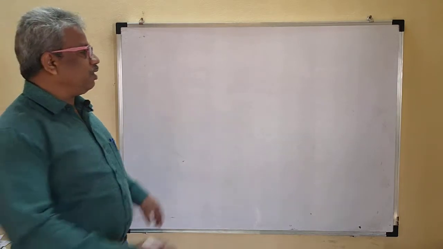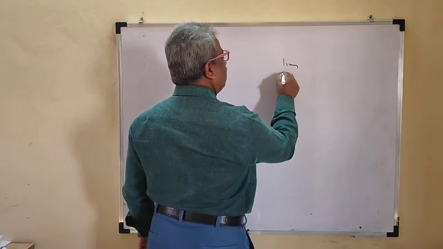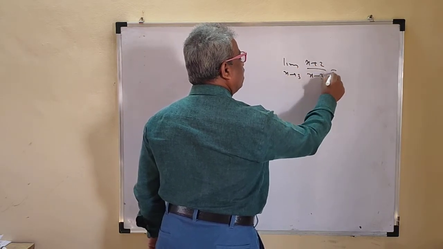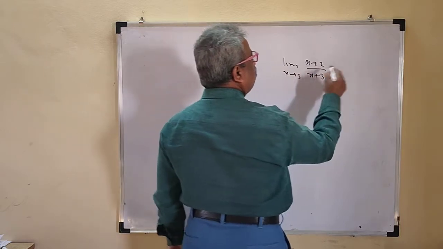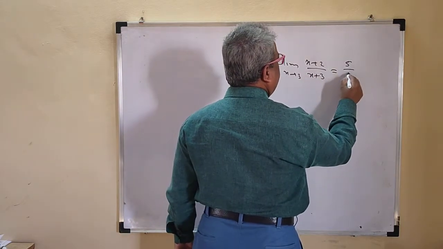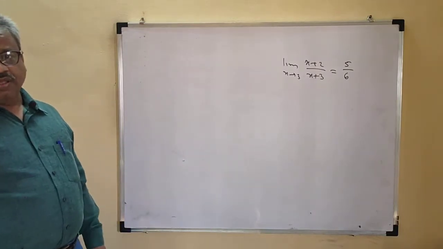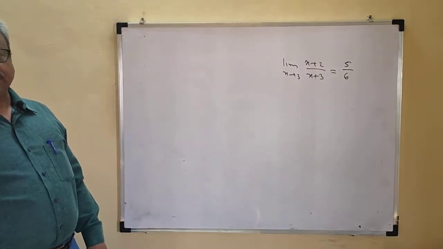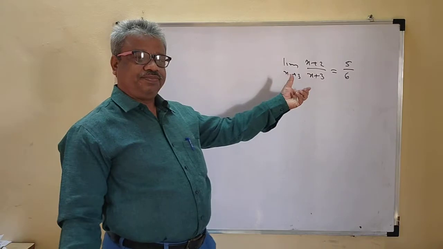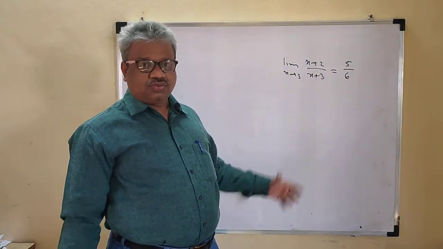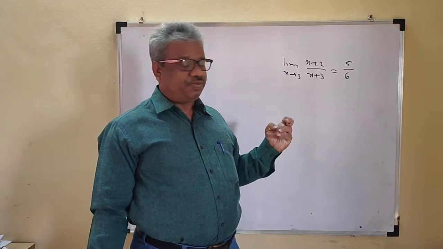We'll show that the limit as x tends to 3 of (x plus 2) upon (x plus 3) is 5 by 6. This is what you are taking as 5 by 6, but we'll prove this using the epsilon delta definition. We have to prove that this limit is the same as 5/6. So this is the power of the epsilon delta definition.